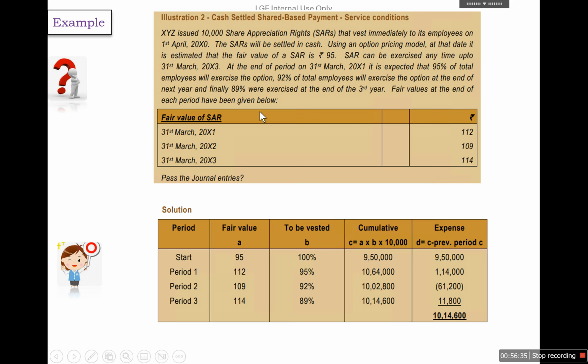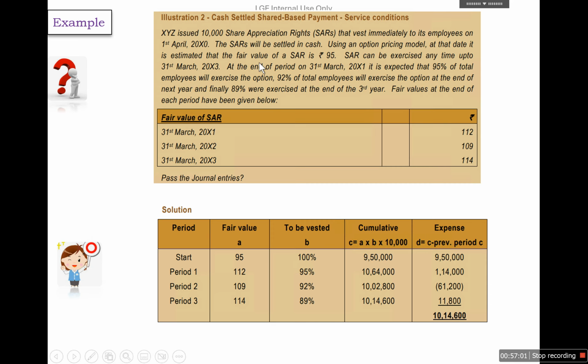Fair value at the end of each period is given as this. Pass the journal entry. So fair value at the time of grant was 95. It was expected that 100% will vest. So the value is 9,50,000, because there are 10,000 SARs, 95 value, 100%.